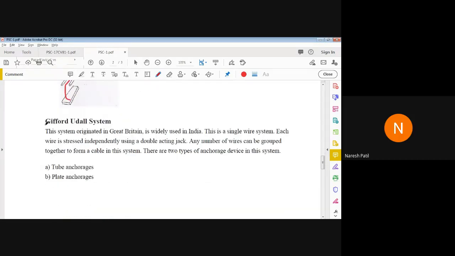Next method is the G4 Dudal system. In this system, again, it originated from Great Britain and it is widely used in India. Maximum construction sites use it in India. So this is a single wire system. Here there is no grouping, only one wire. Each wire is stretched independently.